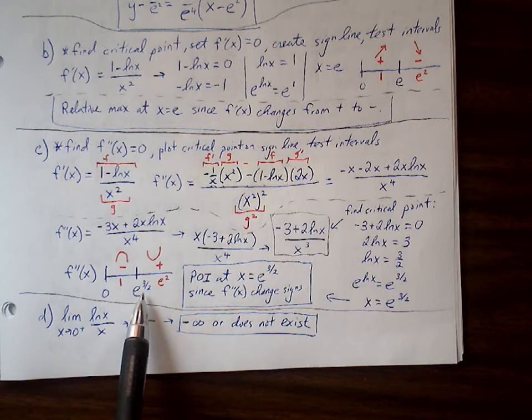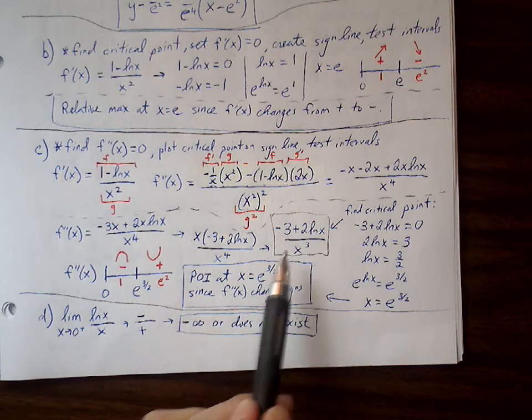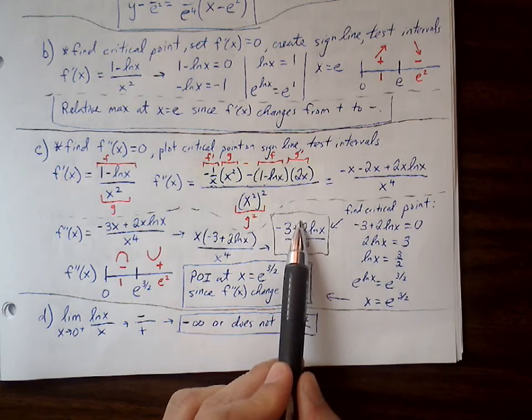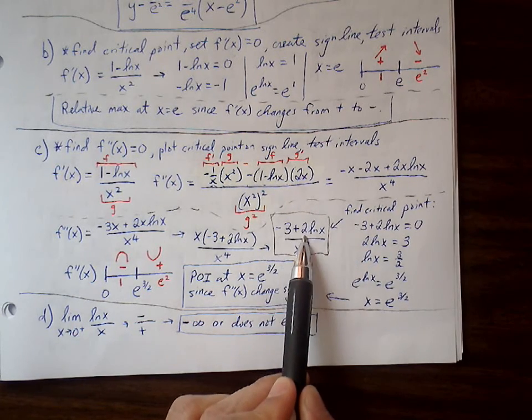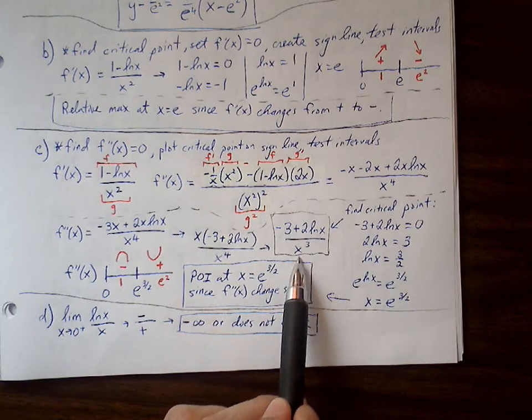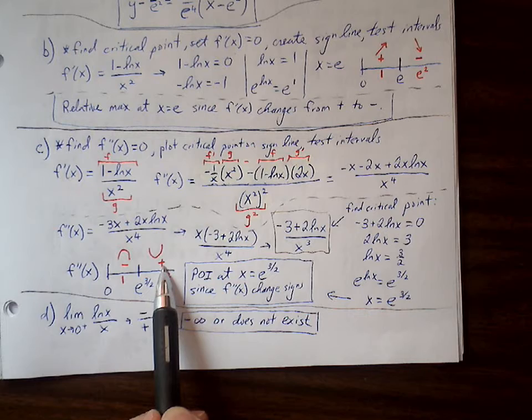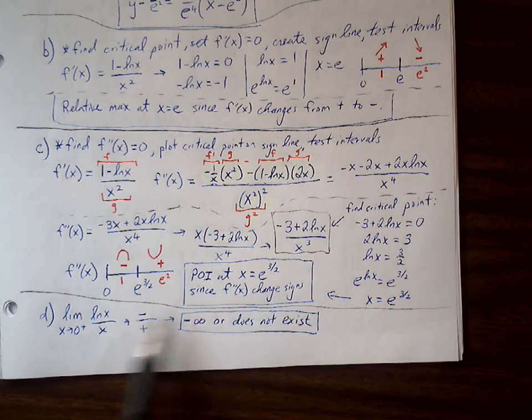e squared is greater than e to the 1.5. So if I put e squared in for x, I get natural log of e squared. I can bring that 2 in front. Negative 3 plus 4 is positive. Positive over e squared, positive over positive is positive, so concave up. So there must be a point of inflection at x equals e to the 3 halves, since f double prime changes signs.